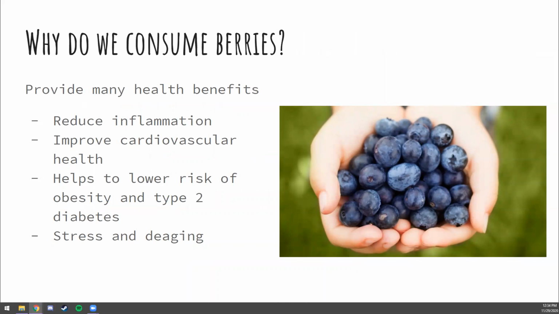Although we do not help in the dispersal of seeds as humans, it has been known that berries have multiple health benefits to us. Berries contain many phenolic compounds that help to reduce inflammation and reduce the production of pro-inflammatory markers. Berries also contain anthocyanins, which help to lower blood pressure and cholesterol and help to decrease the risk of obesity as well as type 2 diabetes. Antioxidant compounds within berries are also clinically proven to help with stress and de-aging.